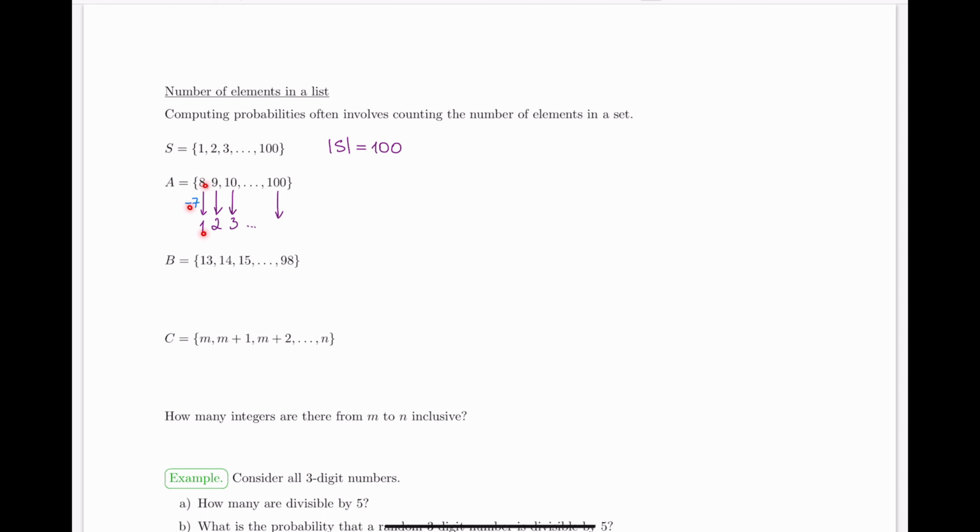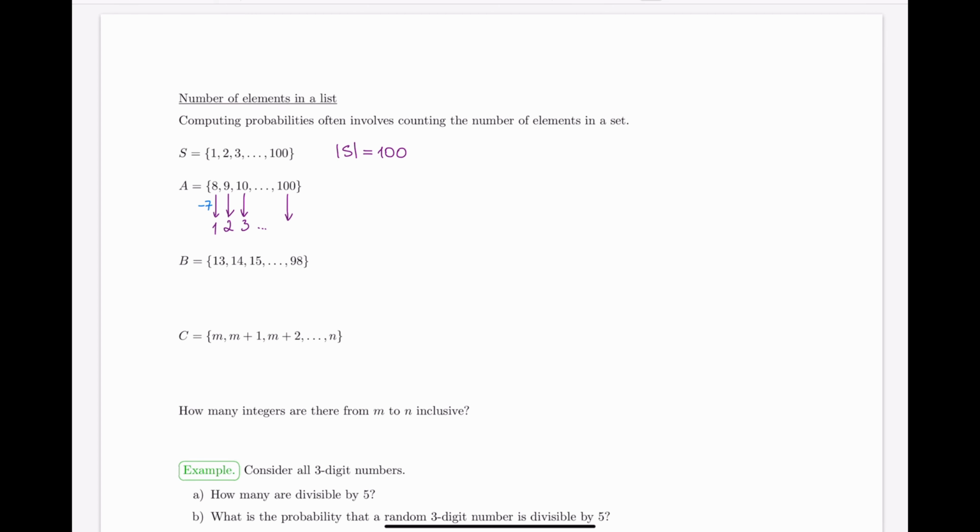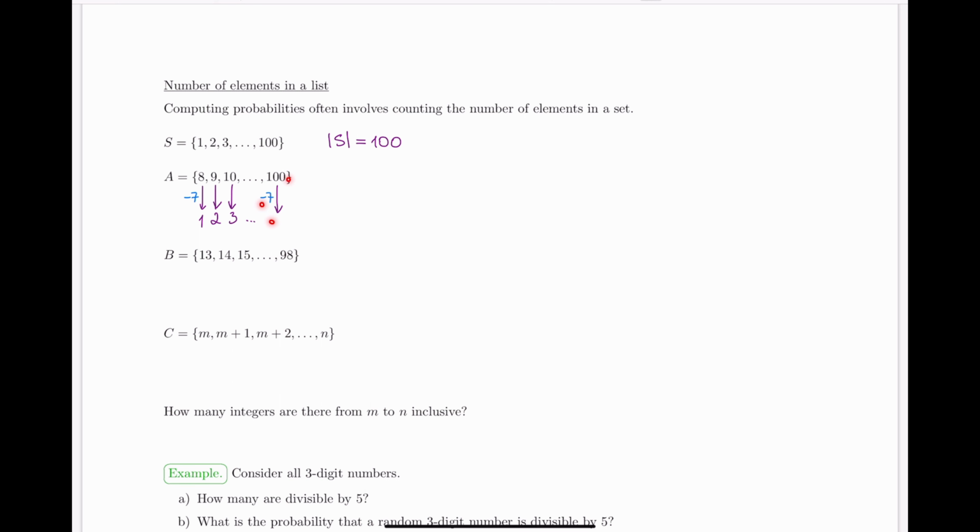8 minus 7 is 1. 9 minus 7 is 2. 10 minus 7 is 3. And so this pattern will persist. And the last one will also be minus 7, which will correspond to 100 minus 7 being 93. So if I carry through, I can see that I've accounted for 93 elements, and therefore the cardinality of set A is 93. Let's try this with another one. If I start with 13 and go all the way up to 98 in order.